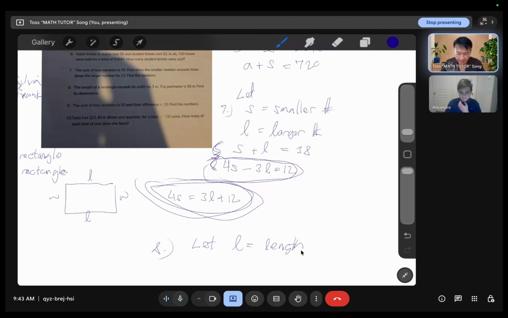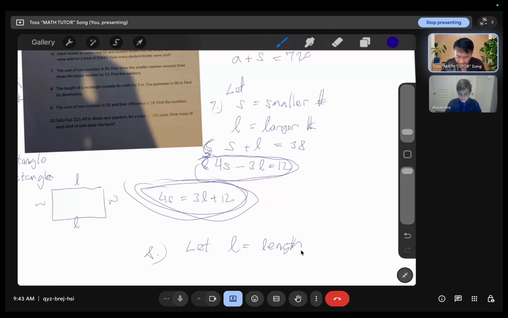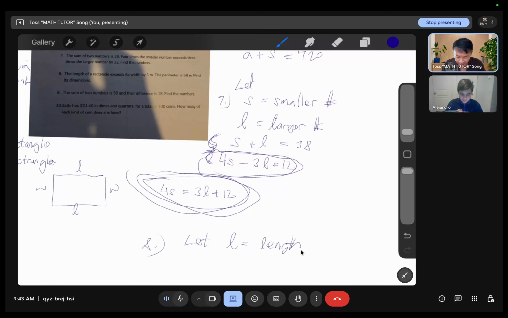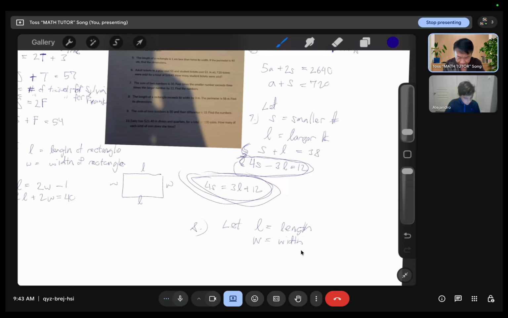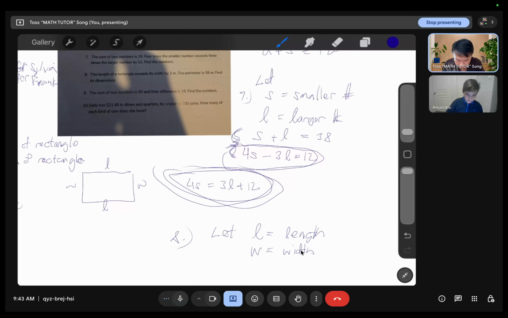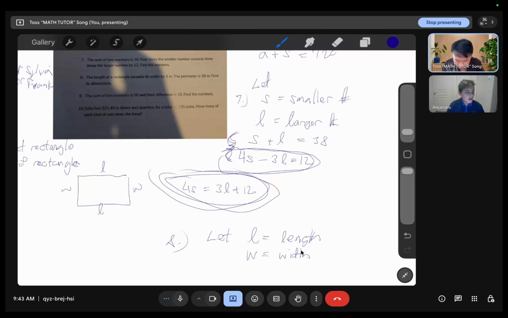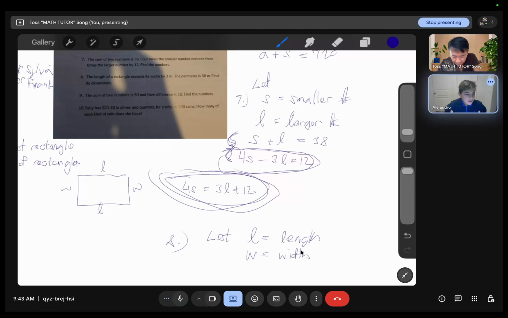All right, number 8. So we let L be the length and W the width again. I know it's tedious. We just did that, the declaring or assigning, but we'll do it again. It's a different problem here. All right, what do you think?